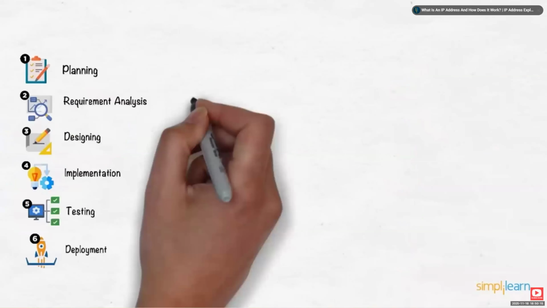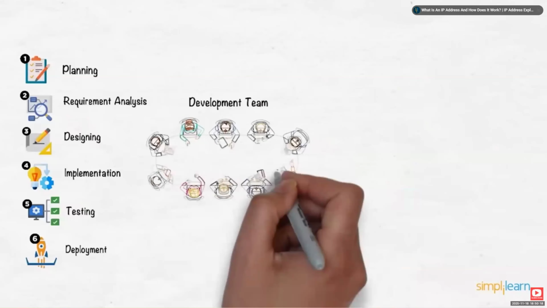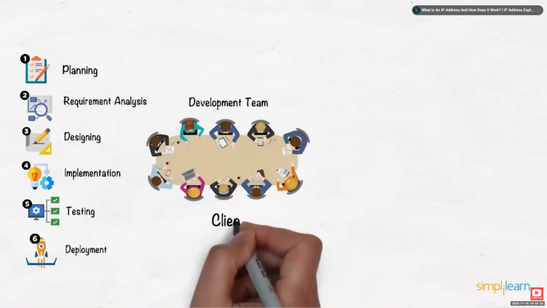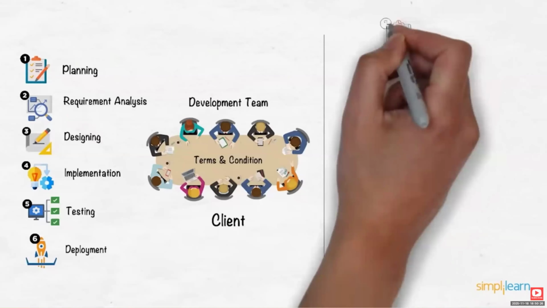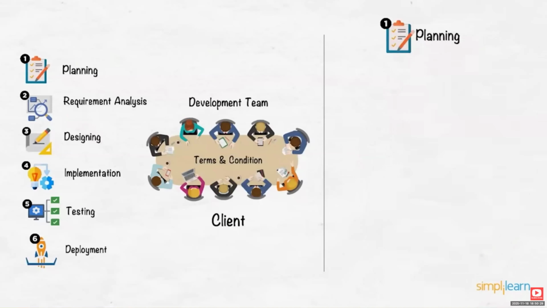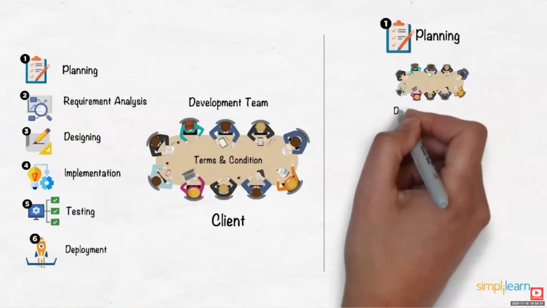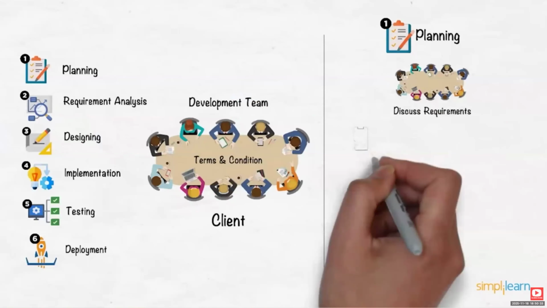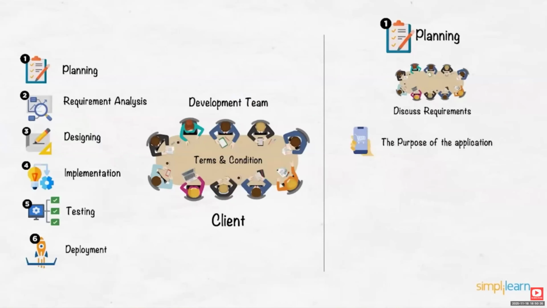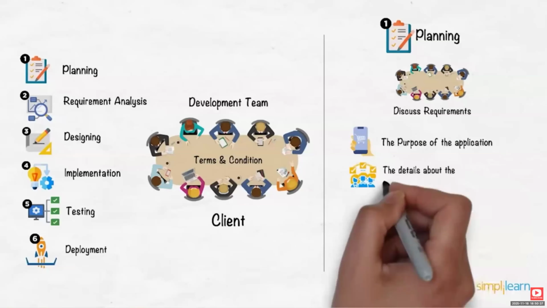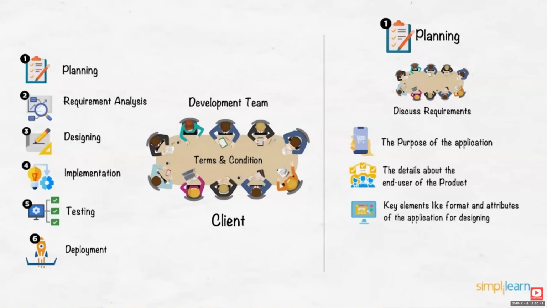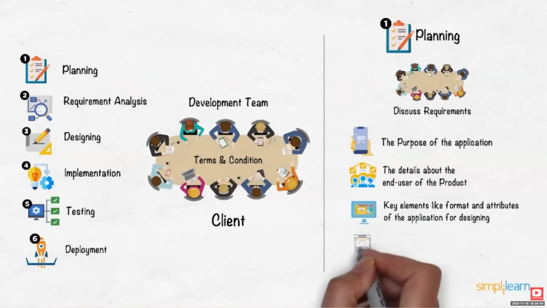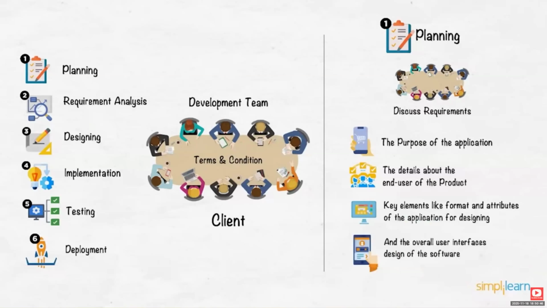The development team will commence production post agreeing on the terms and conditions discussed between the client and the development team regarding all the proceedings and requirements. Initiating the production with the planning requirements phase, where the client and the development team will discuss the basic requirements for the software, like the purpose of the application, the details about the end user of the product, key elements like format and attributes of the application for designing, and the overall user interface design of the software.